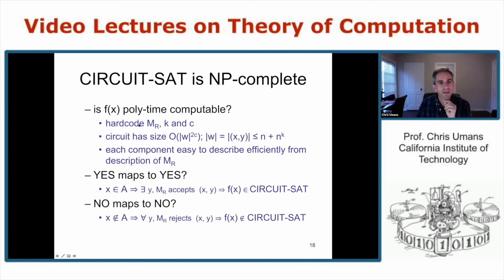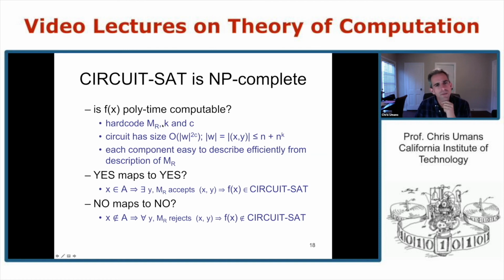We have to check, at least the way I like to talk about doing reductions, these three questions. Is the reduction polynomial time computable? Does yes map to yes, and does no map to no? So I'll talk through those, but we sort of saw it on the previous slide. So is the reduction that we've described polynomial time computable?